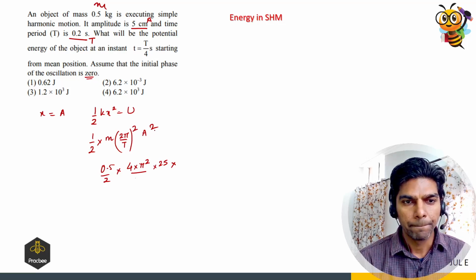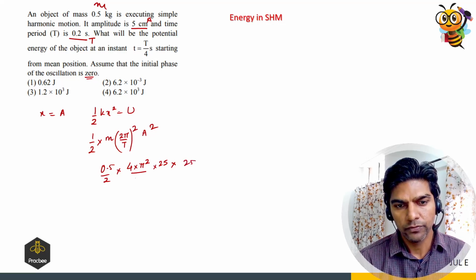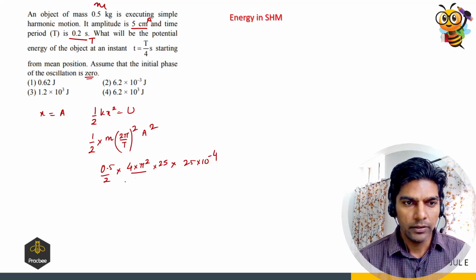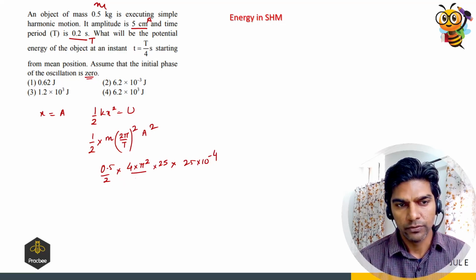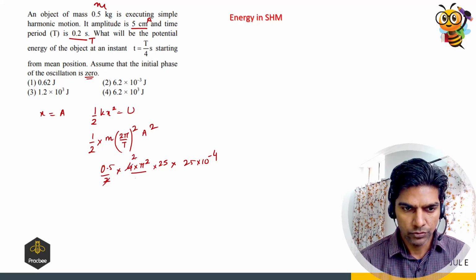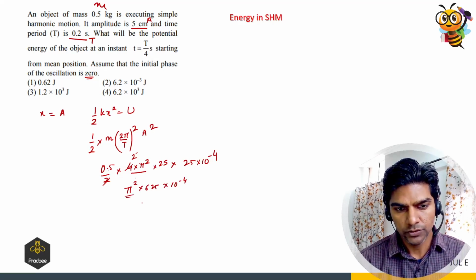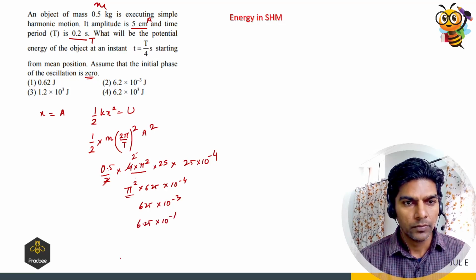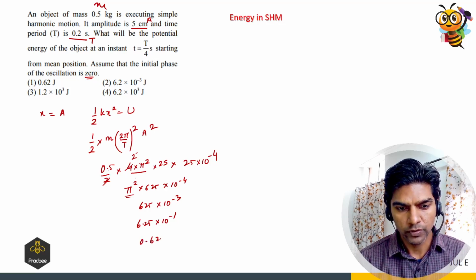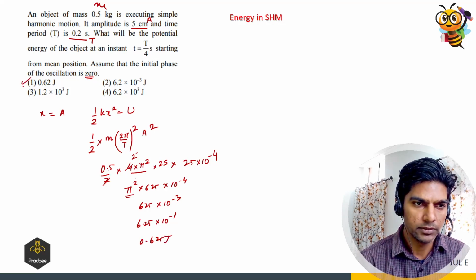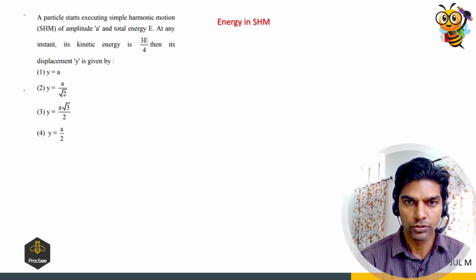Okay, right. So a is 5 centimeters, so that will be 25 into 10 raised to power minus 4. Now let us find the approximate answer because options are quite far apart. So that will give us 2 and 0.5 will be 1. So we have pi square times 625 into 10 raised to power minus 4. And pi square is nearly equal to 10. So this will be 625 into 10 raised to power minus 3, or 6.25 into 10 raised to power minus 1, or we can say it will be 0.625 joules. So option 1 is the closest answer. So that is the answer of this question.